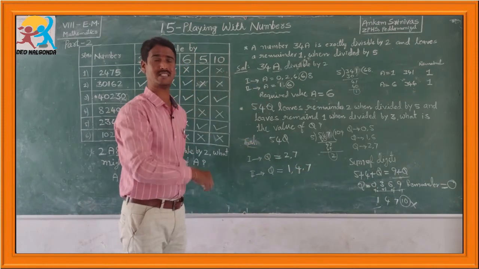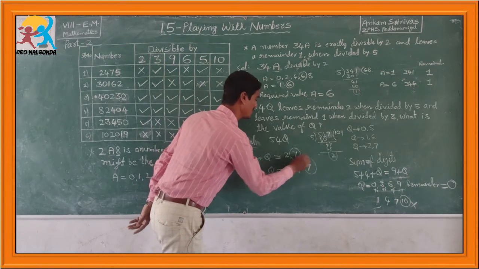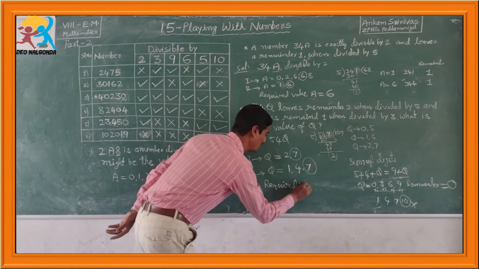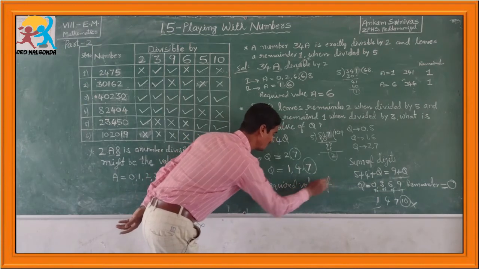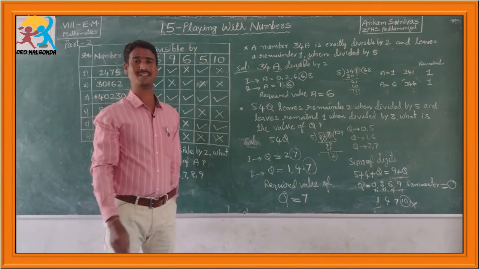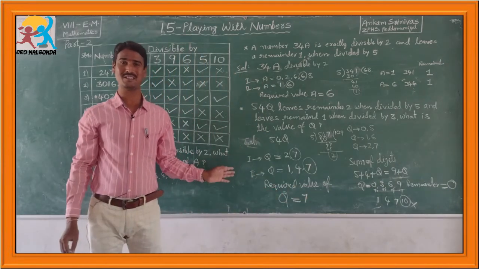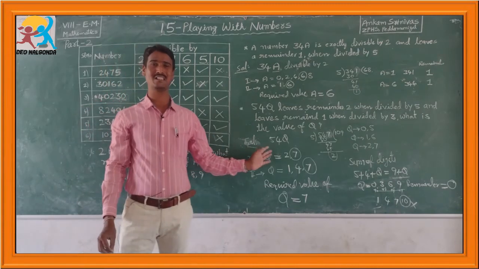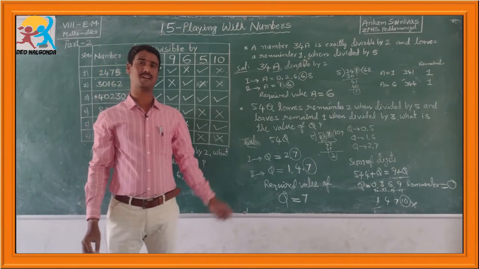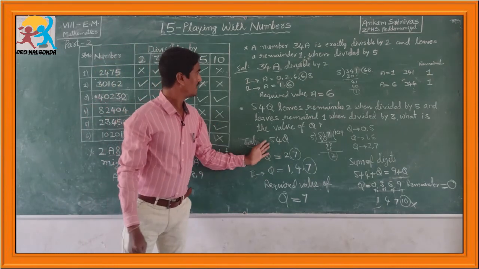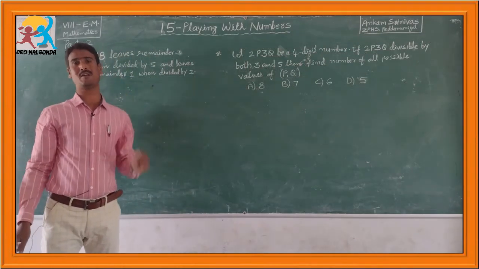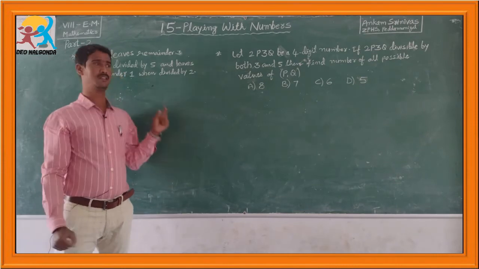What are the common numbers here? 7. So the required value of Q is equal to 7. Very interesting, this type of problem. Using these divisibility rules, you can solve different types of problems in this session.